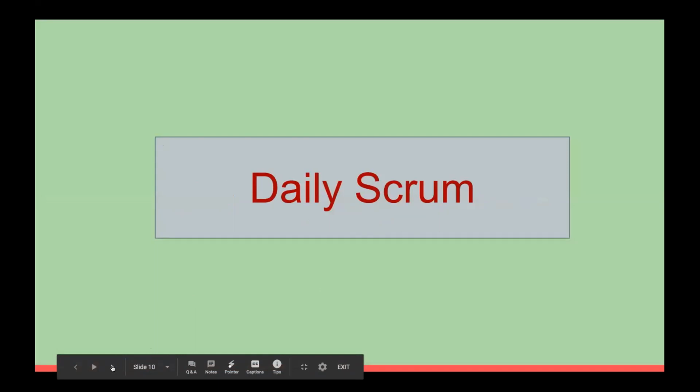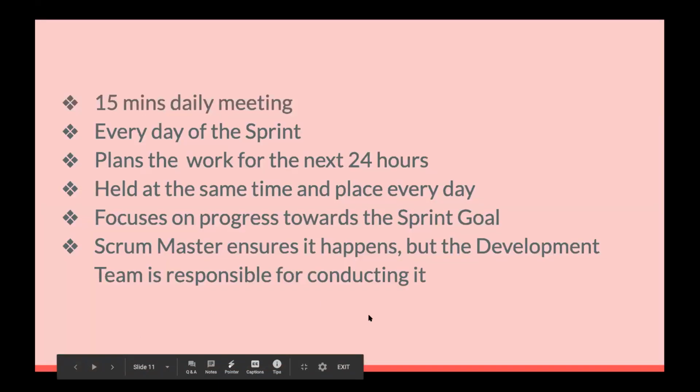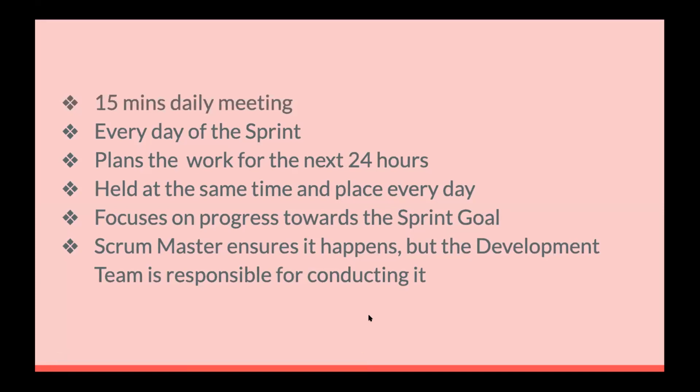Then you have the daily scrum, which is an internal meeting for 15 minutes. It's every day. It plans the work for the next 24 hours. It's usually held at the same time and place, and it focuses on progress towards the sprint goal. So the Scrum Master will ensure it happens, but the development team is responsible for conducting it. Based on what was done and any changes to the product backlog, they collaborate on what can be done to optimize value for each day.